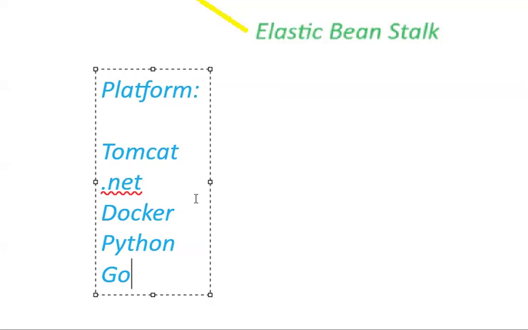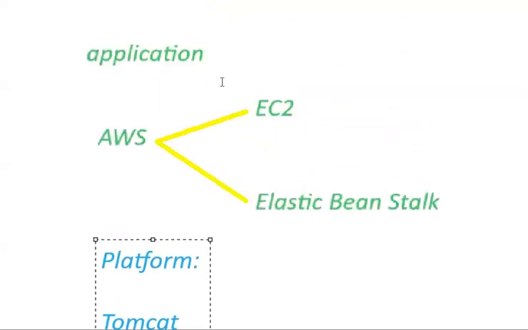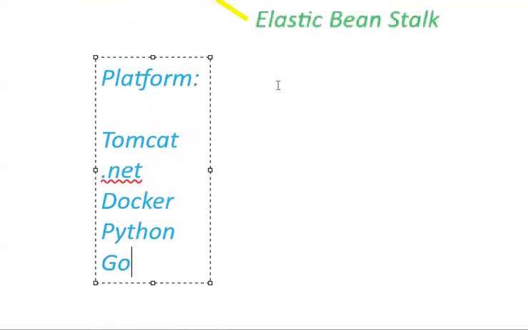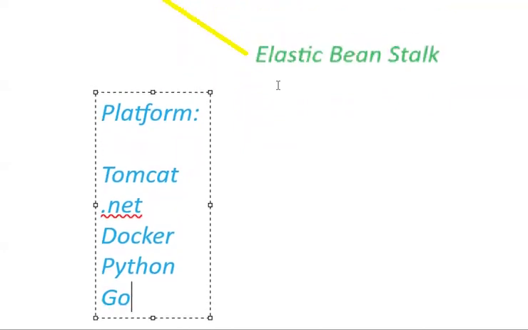Then you provide your application, whatever applications you have, and you get the DNS for your website. Everything from application till DNS and database will be available as a single platform in this Elastic Beanstalk service.